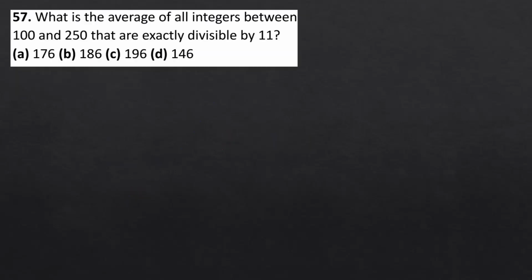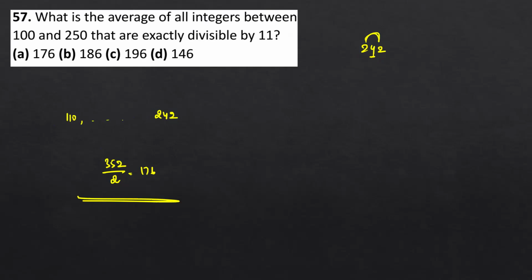What is the average of all integers between 100 and 250, which are exactly divisible by 11? If all the multiples of 11 are in AP, after 100, it is 110. Before 250, it's going to be 242, because the divisibility rule of 11 is that the alternate number sums should be the same. So 242. So the average of the first number and the last number, you take it, automatically you will get it. It's going to be 352 divided by 2. You do it, 176. The answer is 176.